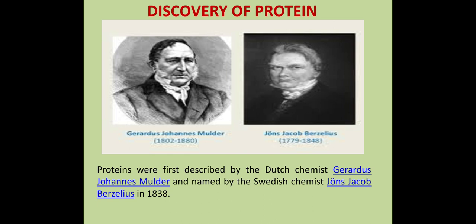Discovery of protein. Protein was first discovered by the Dutch chemist G.J. Mulder, who referred to it as a complex organic nitrogenous substance found in the cells of living beings. According to Mulder, this is the most important known substance in living matter, and without it, life would be impossible on our planet.